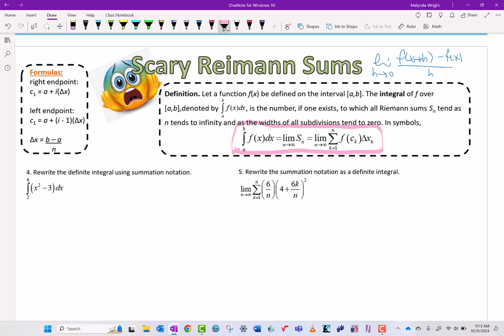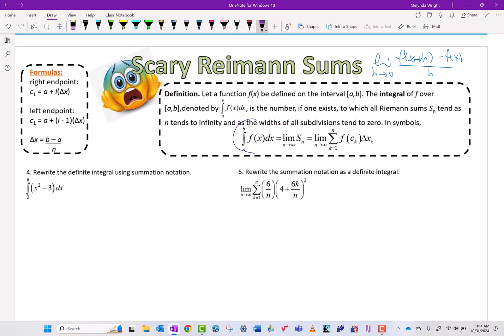And look, it's got a limit, and it's got something extra fun. It's got a summation. Wow. Now, I will tell you and comfort you and let you know that we're not going to have to calculate an integral using the definition of an integral. We are not going to have to do that. So, yay.